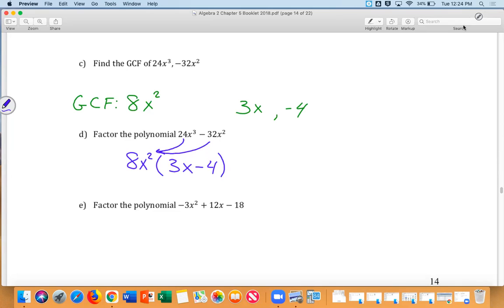And I can always check my answer. You should know if you got this right. How do you know? Well, 8 times 3 is 24. X squared times x is x cubed. I'm good on the first part. 8 times negative 4 is negative 32. X squared times nothing is just x squared there. So I can always check my answer. Are you okay with that? So at the end of these tests, you should know if you got it right or wrong.